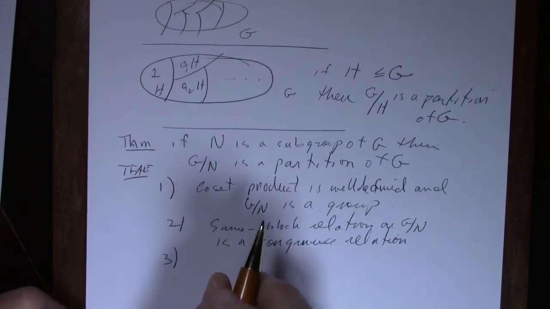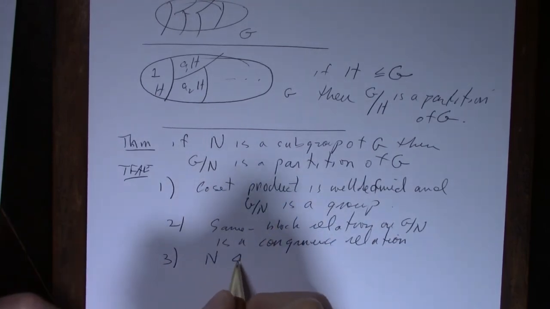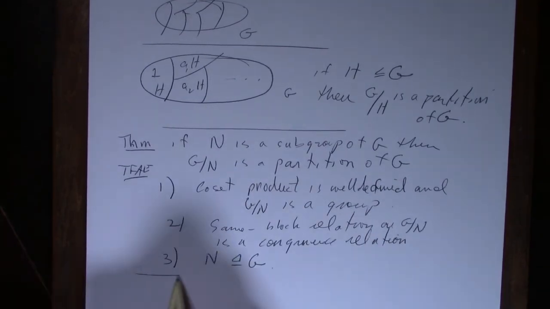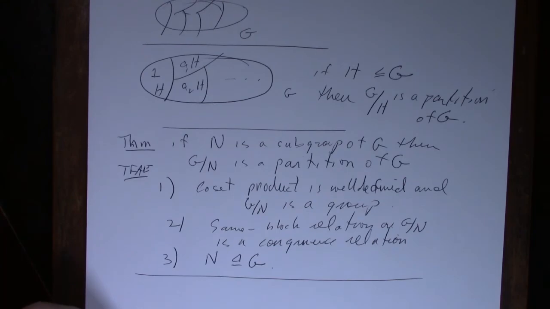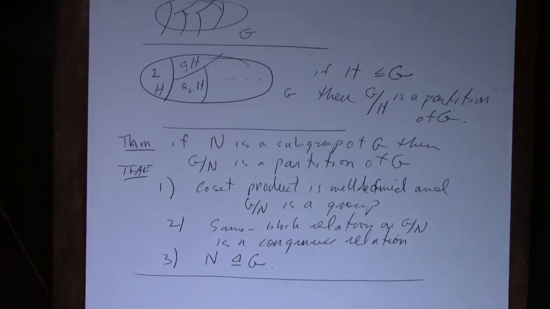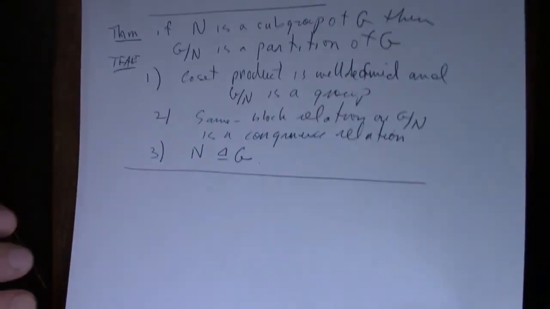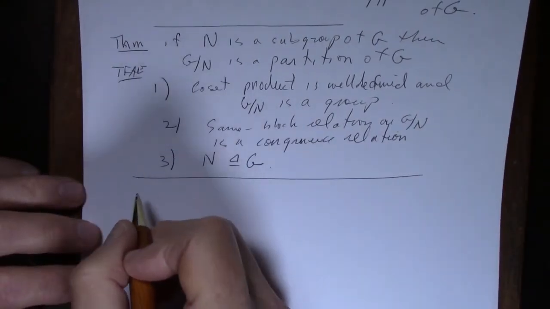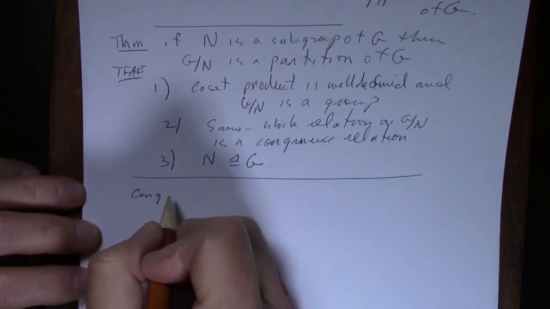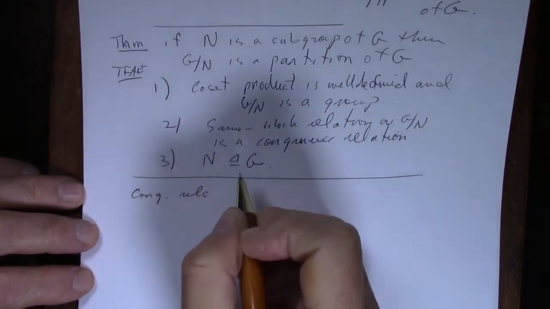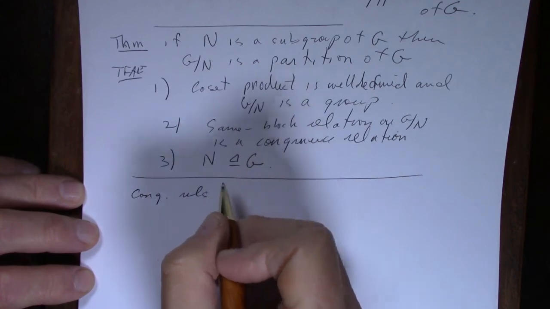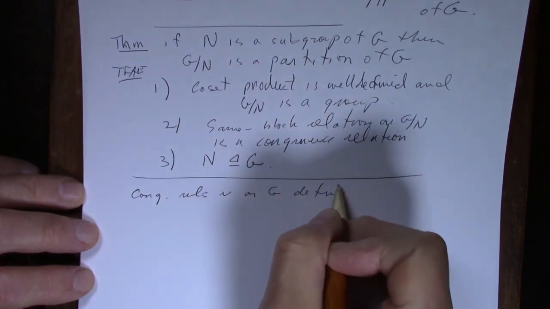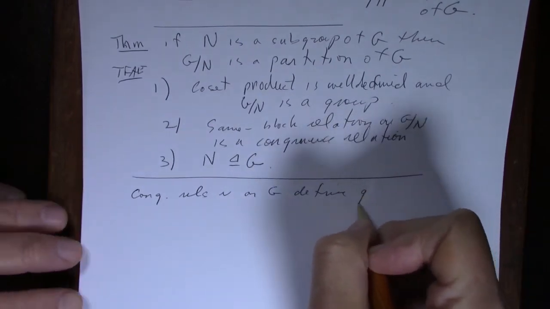Three, N is normal in G. So those are equivalent. Well, finally, I think we should spend a moment looking at the broader picture. What we have shown here is that congruence relations on G define quotient groups.